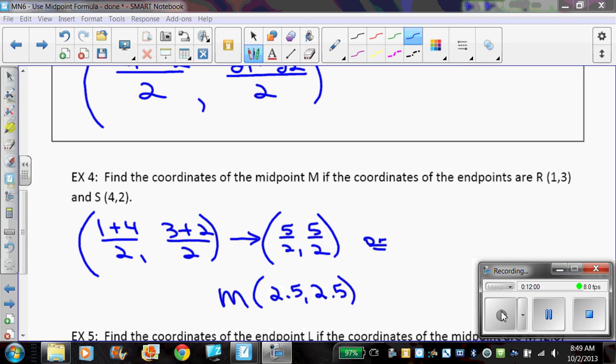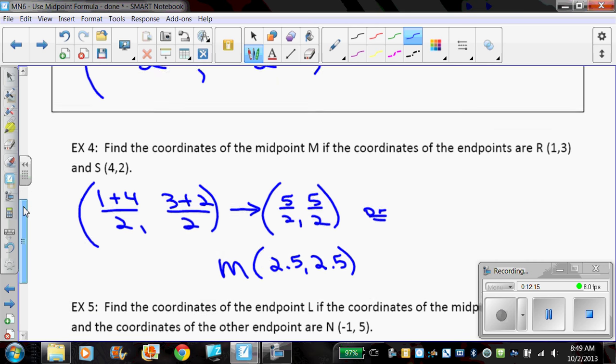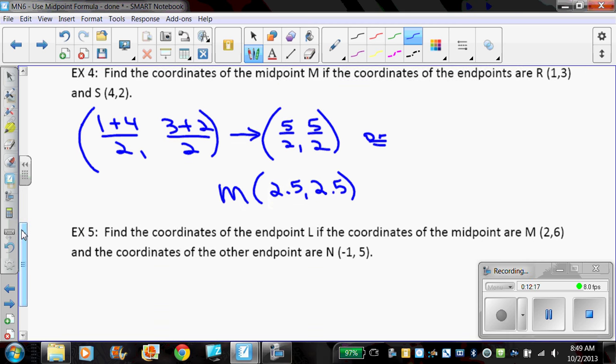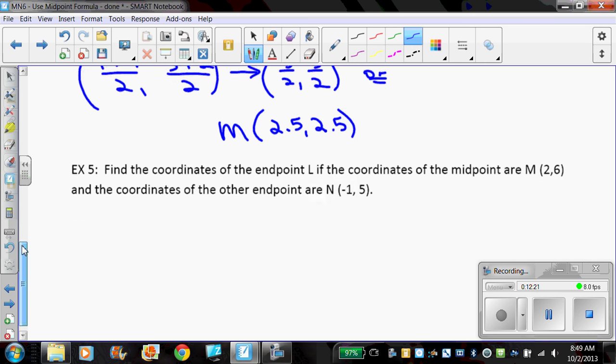Okay, welcome back. This right here is how you find the midpoint in example number 4. The work, you should have gotten the answer 5 halves, 5 halves. 5 halves is the x-coordinate here, and 5 halves, or 2.5 and 2.5. You can do it in either fraction form or in decimal form. Either one is fine. But that is the midpoint. All I did was find the average of my x-coordinates, find the average of my y-coordinates, and there we are.